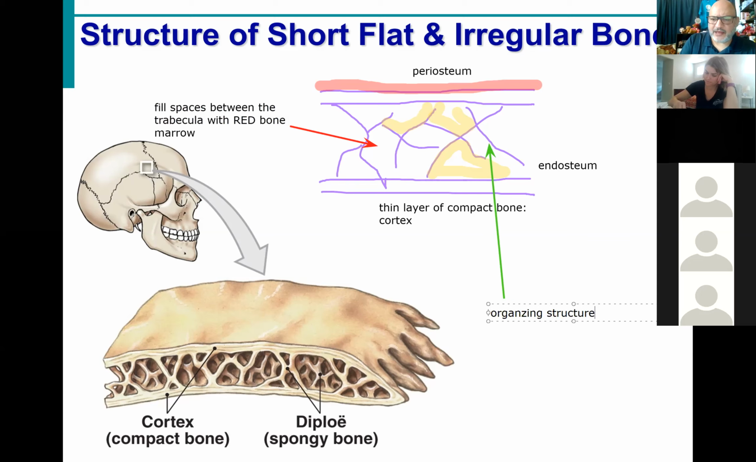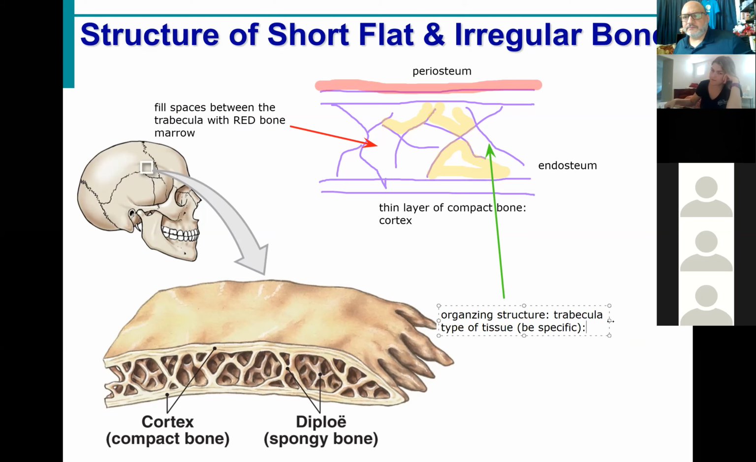And what would your answer to that be again? Trabecula. Trabecula, excellent. I could ask you for the type of tissue. Dense, regular. Nope. And again, I will likely say be specific. That should always tell you something special. Be specific. What type of tissue is this purple line that I've drawn? Periosteum. Nope, spongy bone.